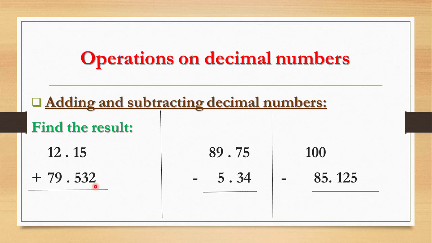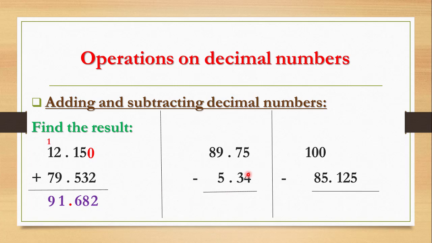Okay, let's try to solve some exercises. Now, by the same way, here we have two decimal places and here we have 3, so I'll add 0. Then 0 plus 2 is 2. 5 plus 3, yes, 8. 1 plus 5 is 6. Now it's time to write the decimal point. 2 plus 9 is 11. I write 1 and carry a 1. 1 plus 1 is 2 plus 7 is 9. So the result is 91.682.